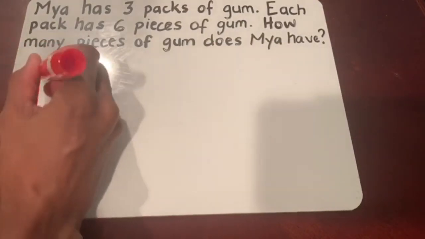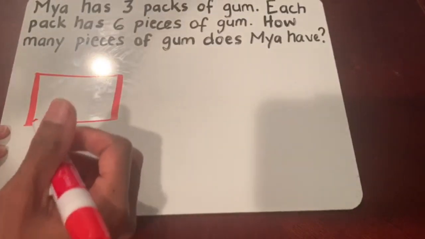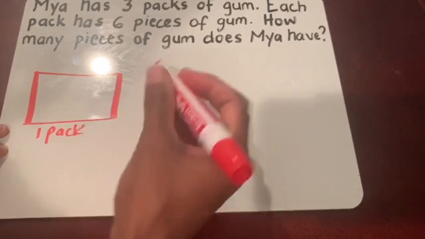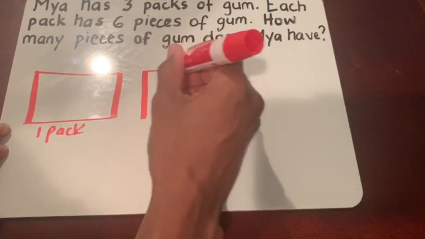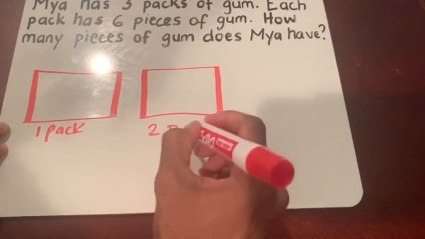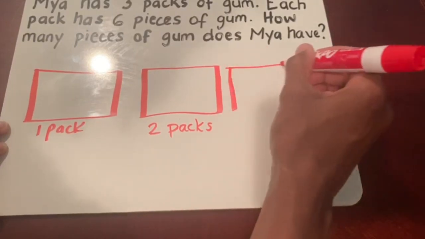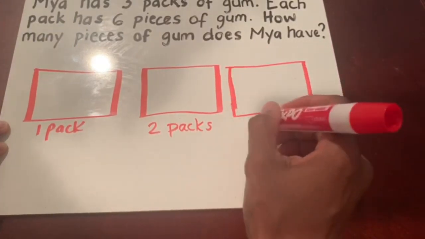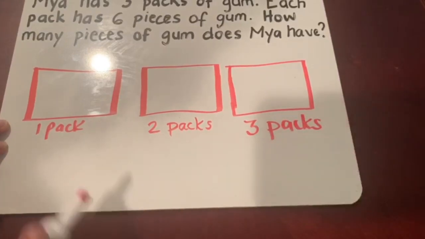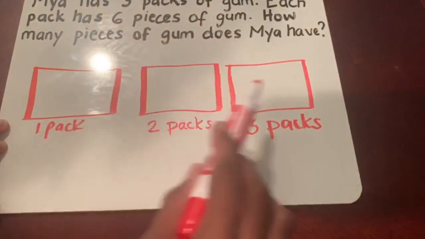This represents 1 pack. I'm going to label so I don't forget what it is. 1 pack. Another box, that's another pack. Now I have 2 packs. And lastly, 3 packs. So great, I've represented the first line. Maya has 3 packs of gum. I see it, 1, 2, 3 packs.